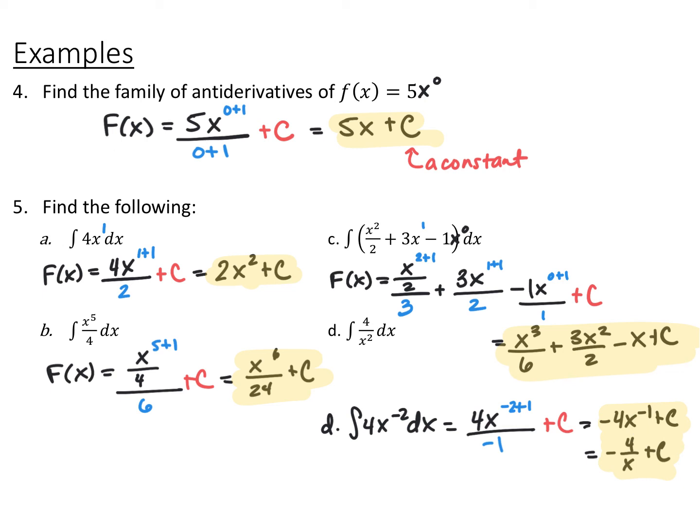For the last one, D, I can rewrite 4 over x squared as 4 times x to the negative 2 power, and now I can apply my power rule. So raise my power by 1, negative 2 plus 1 is a negative 1, so I'm going to divide by my new power, plus c. And so I end up with negative 4x to the negative 1 plus c, or negative 4 over x plus c. So raise your power by 1, divide by your new power, and then plus your constant of integration on the end.